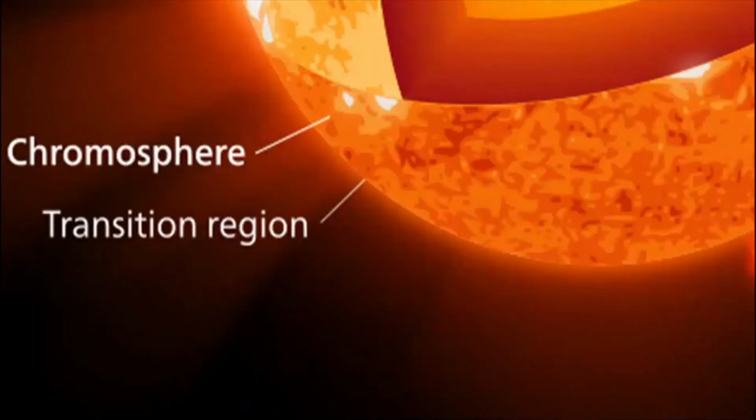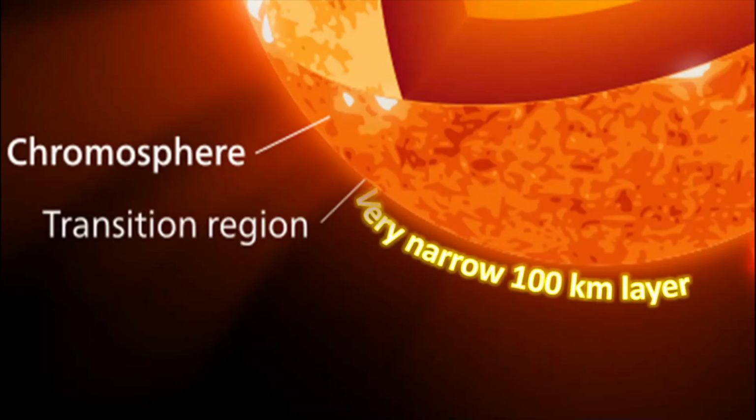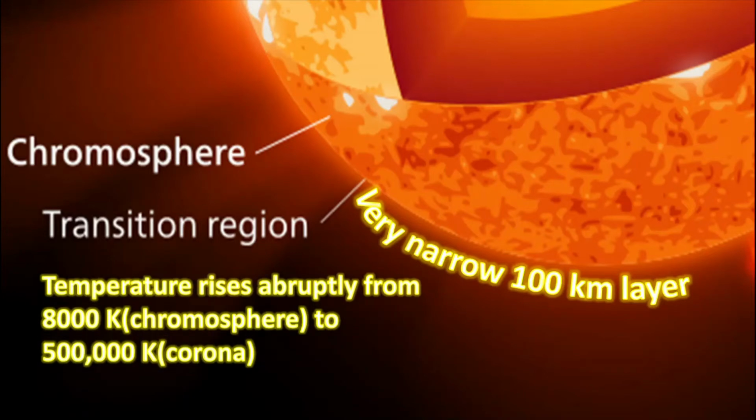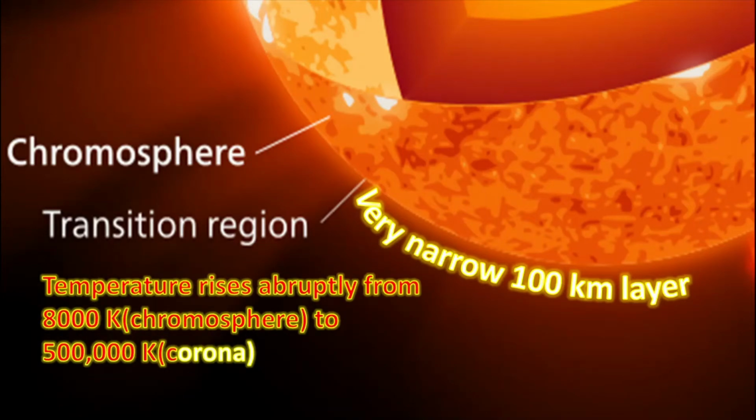The transition region is a very narrow 100-kilometer layer between the chromosphere and the corona, where the temperature rises abruptly from about 8000 Kelvin on the surface to about 500,000 Kelvin in the Sun's atmosphere.